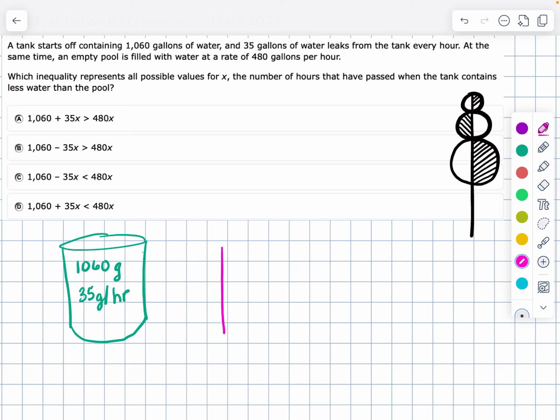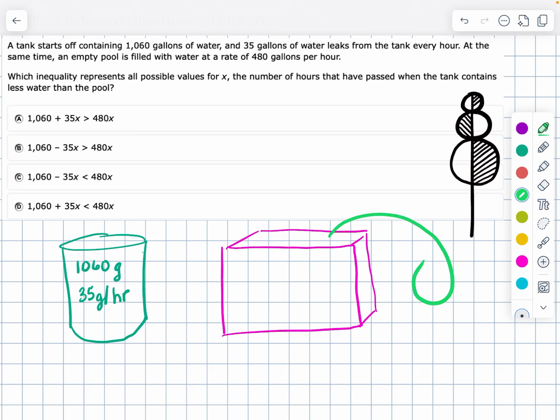Let's make it a pink pool because we can. It's going to be rectangular because it's easy to draw. So we've got a pool and, let's just say, some hose coming into the pool. We don't have to get fancy, but sometimes it's kind of fun. Then we've got water coming in here like this, and on this tank we've got water dripping out at 35 gallons an hour. That's a pretty big drip.